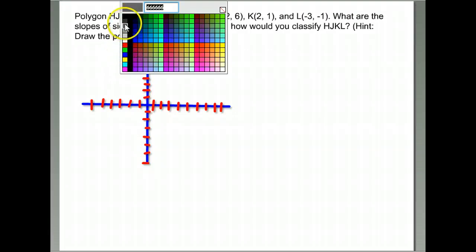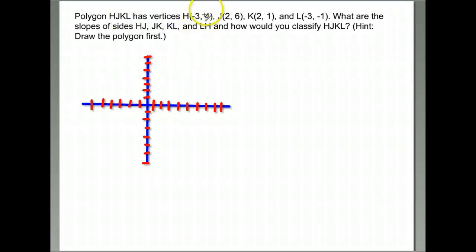Okay, I'm going to go ahead and put those points on the graph. So my first point here was at -3, 4. My point H, -3, 4. -3 is my x, so that means to go 3 to the left from my center here, and +4 is up 4. So I go 1, 2, 3 to the left, and up 1, 2, 3, 4.